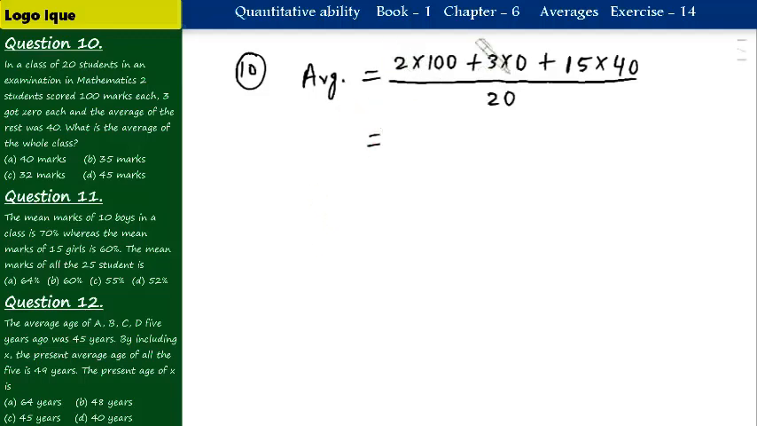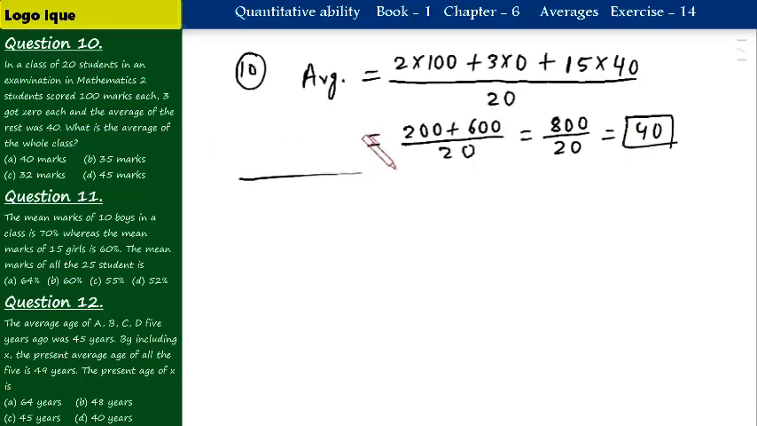So it is 200 plus 0 plus 600. So 200 plus 600 divided by 20, which is 800 by 20, which is eventually 40 marks. So 40 marks is the average of the whole class. Okay, so first we had to find the total sum of all the scores, divide by total number of students. 2 students, 100 marks each, so 2 into 100. 3 students 0 marks each, so 3 into 0. And the remaining 15 students 40 marks each, so 15 into 40. So 600 plus 200, 800 by 20, that is 40 marks.